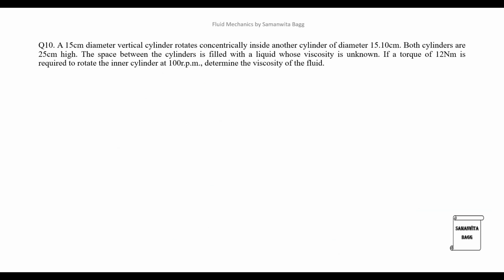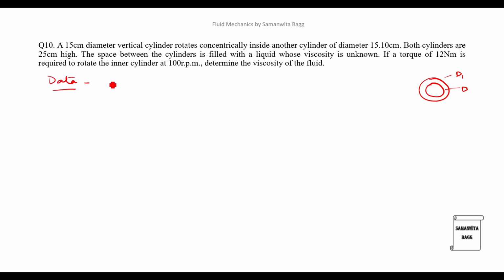Let's take another numerical. A 15 centimeter diameter vertical cylinder rotates concentrically inside another cylinder of diameter 15.1 centimeter. So there is one cylinder outside and one cylinder inside. Now the diameter of the outer one is 15.1 and for the inner one it is 15. So say this diameter is D and this is D1. So I'll write down the data.